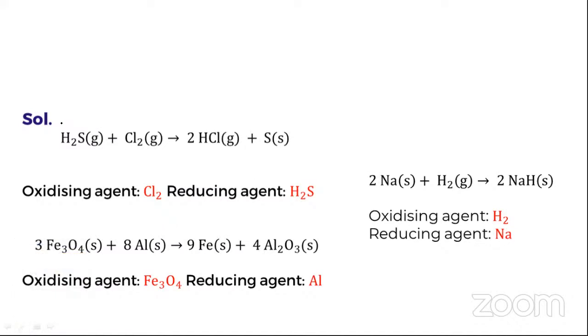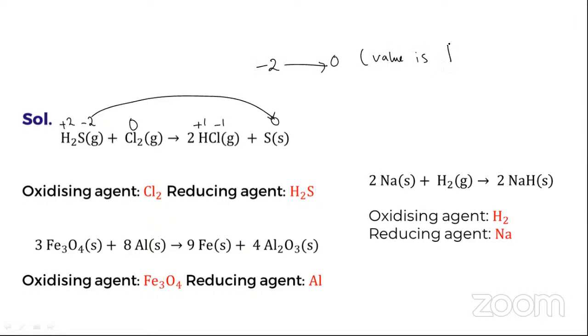So now in case you see, this is +2 and this is 2 minus and this is 0. So here this is +1 and this is -1 and this is 0. So you can see this is -2 and it is becoming 0. So from -2 it is going to 0. Now tell me, value is increasing or decreasing? Tell me in the chat box.